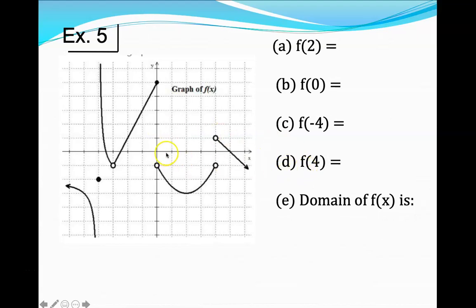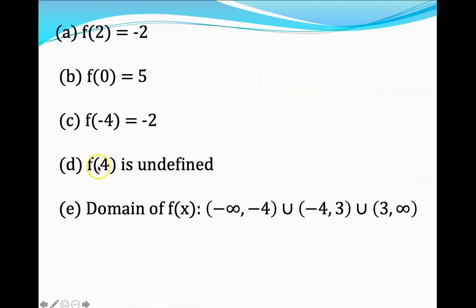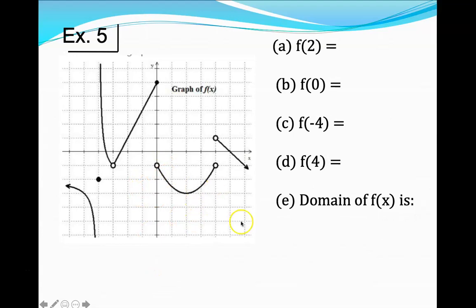F of 4. So 1, 2, 3, 4 for x. I got two holes. So one of these guys doesn't cover for the other one. There's no solid dot, so I say that f of 4 is undefined. There is no solid dot. There is no y value when x is 4.